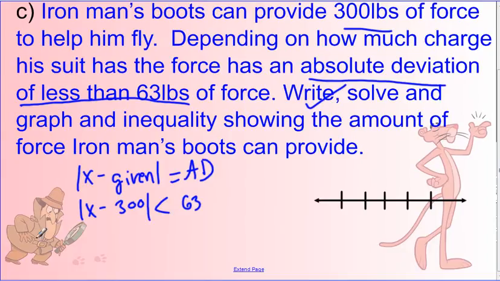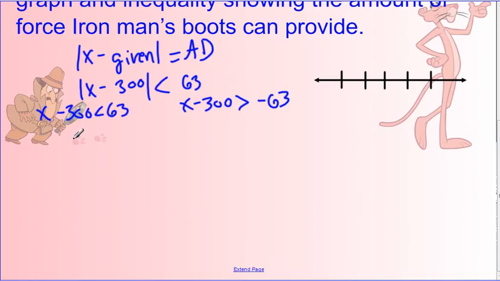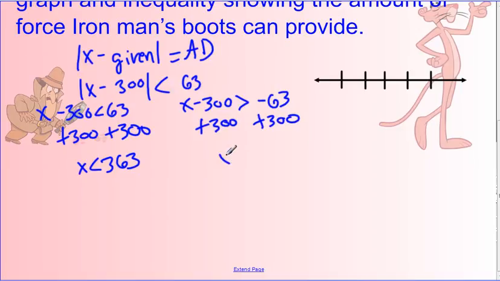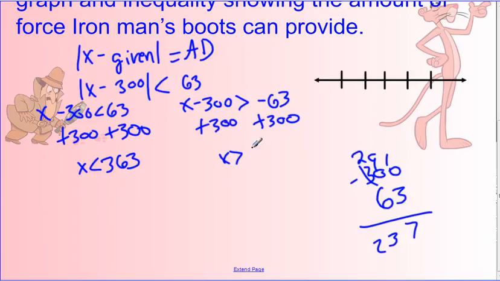So we separate it. X minus 300 is less than 63. X minus 300 is greater than negative 63. Boom. And now we keep solving. We add 300 to both sides. We get x is less than 363. And add 300 to both sides. X is greater than 63 from 300. Gotta borrow, 9, 10, 7, 3, 2. 237.